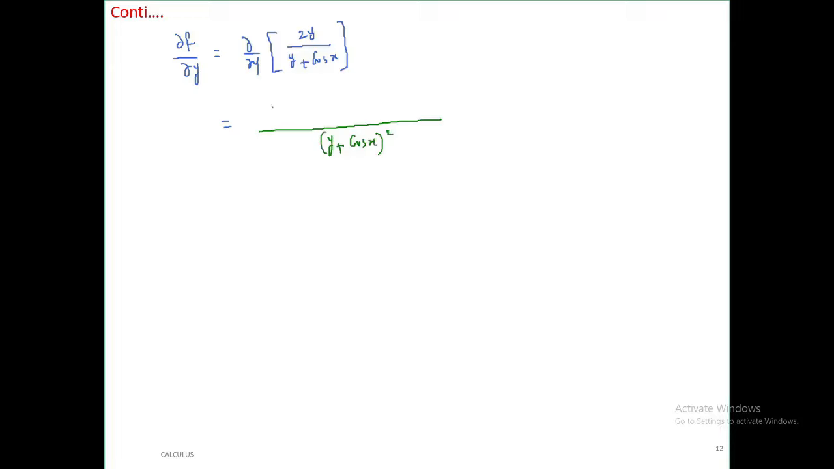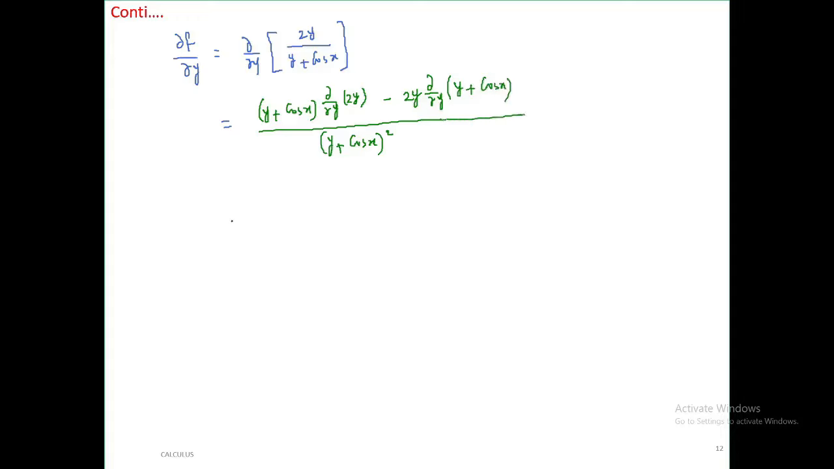First, numerator derivative, that means denominator as it is. So y plus cos x is as it is; we should not differentiate this. Numerator first derivative, particularly with respect to y. So dou by dou y of 2y. Minus numerator as it is, denominator derivative with respect to y. That means dou by dou y of the denominator. What is that denominator? y plus cos x.